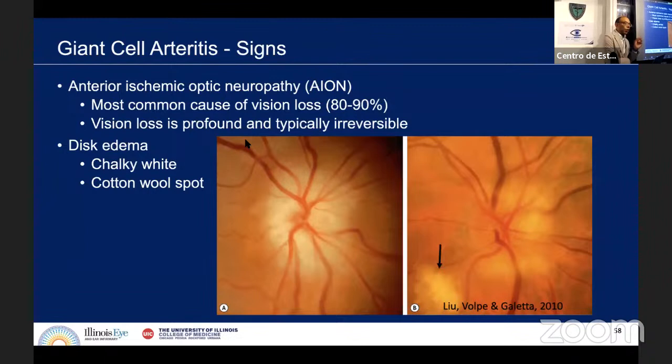Unlike NAION, the degree of vision loss in GCA is profound and irreversible. So that's what makes this something that you really need to identify right away. So just like you'd send to the stroke center, you want to make sure you don't miss this as well.